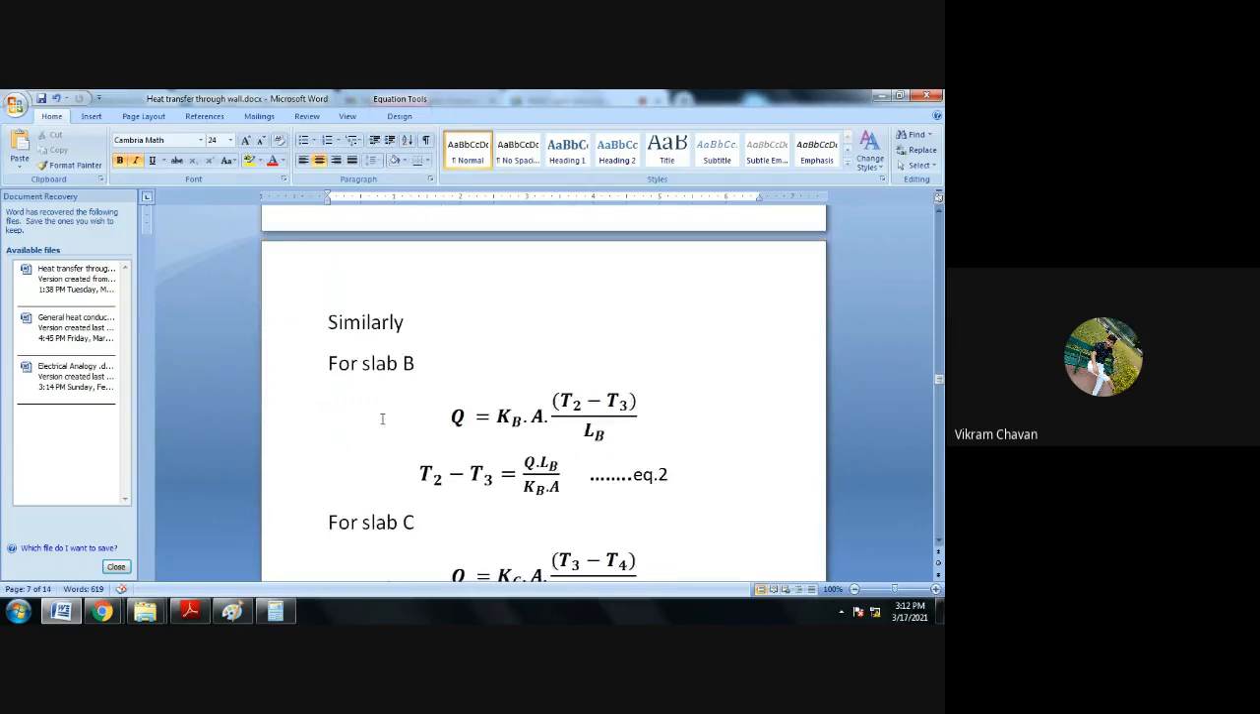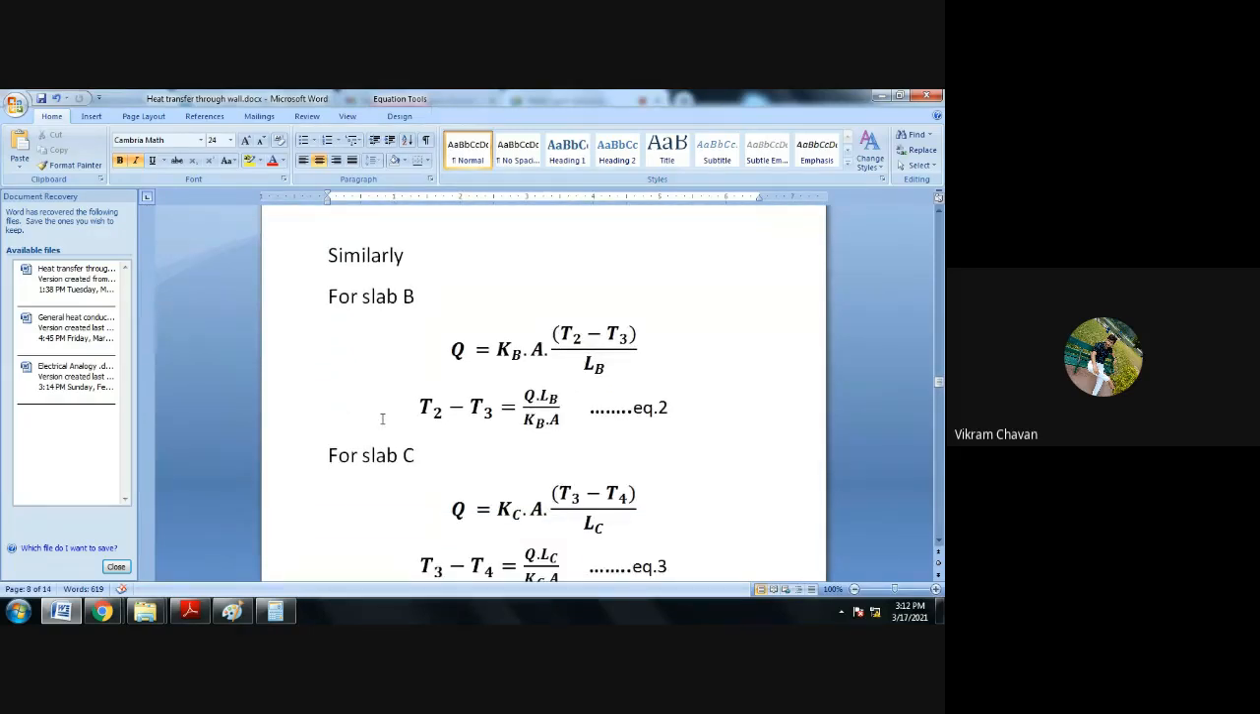Similarly, for slab B, heat transfer is given as Q is equal to K suffix B multiply by area, capital A, multiply by T2 minus T3, whole divided by L suffix B.